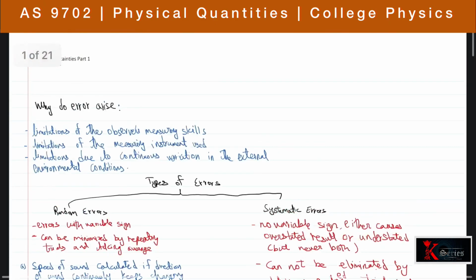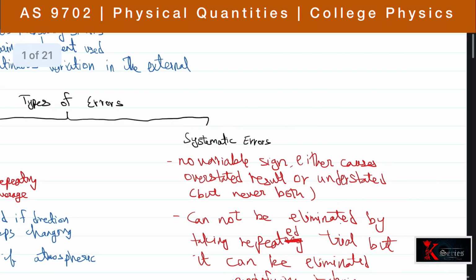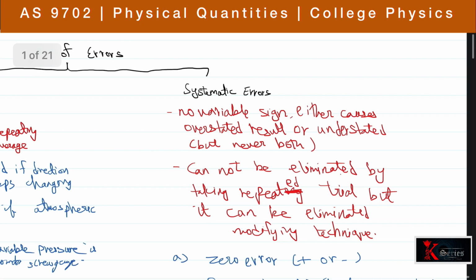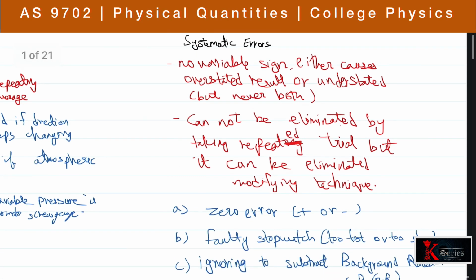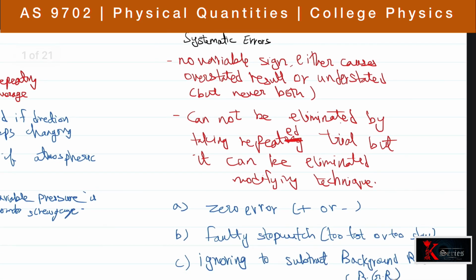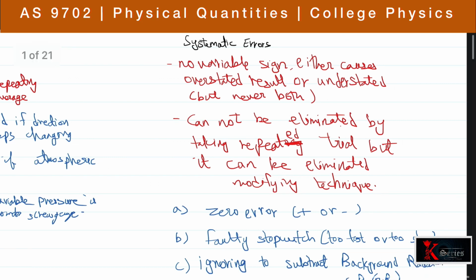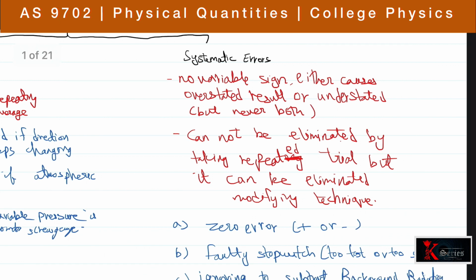Now moving on to systematic errors. Systematic errors have no variable sign, which means systematic errors either cause an overstated result or an understated result, but never both. This is the difference between random and systematic errors. We learned that random errors were of a variable sign, so they could result in an understated or an overstated result. But systematic errors only have either an overstated result or an understated result, so there is no variable sign.